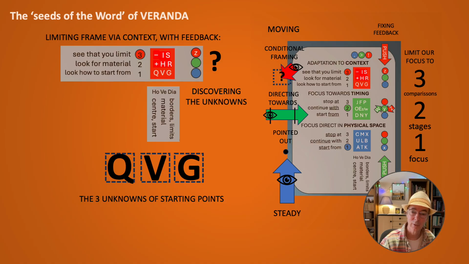The V is one of these more difficult categories, the last category, which are about, like I wrote here, the conditional framing with an adaptation to context with a feedback that you find there. A lot of theory if you see it like that. But we can do better.